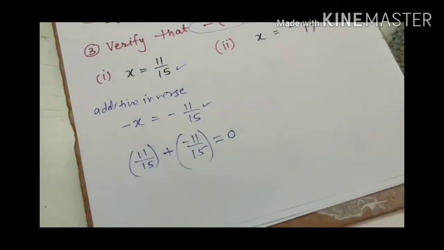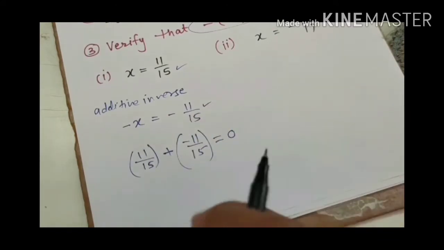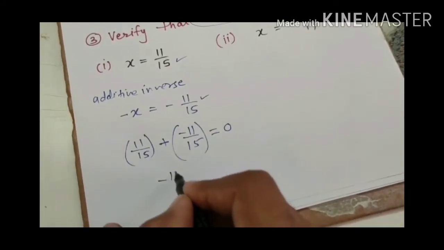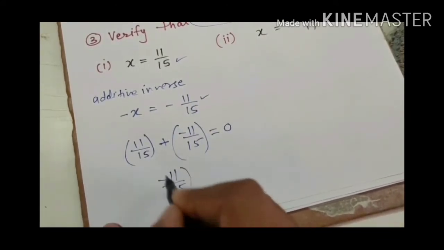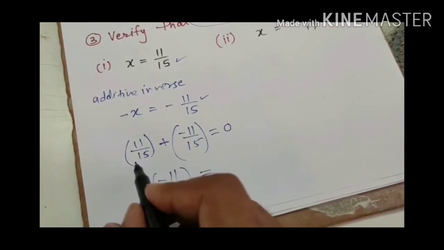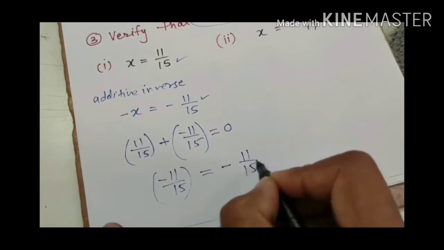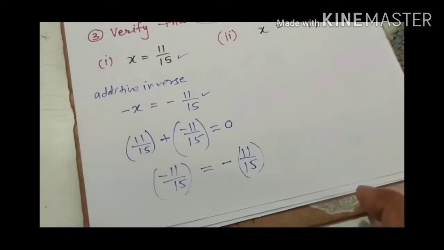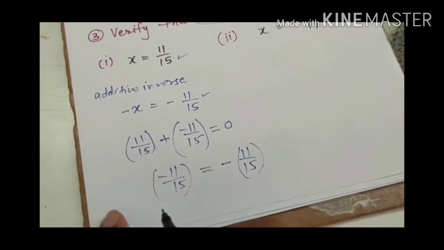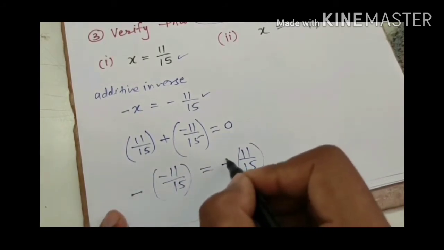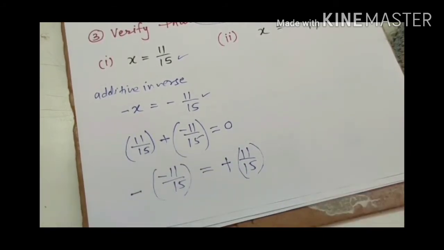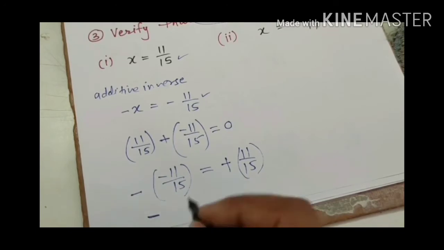So 11 by 15 plus minus 11 by 15, what will it be? 0. If you send that to the other side, what will it be? Minus 11 by 15 is equal to, when that comes to this side, that will be minus. So both the numbers are equal and the sign will be changed. When that sign comes to this side, that will be plus.